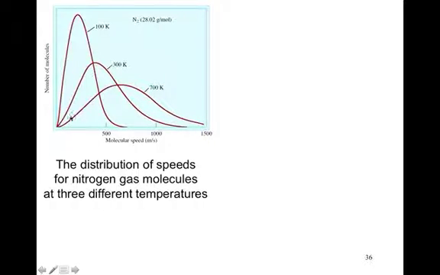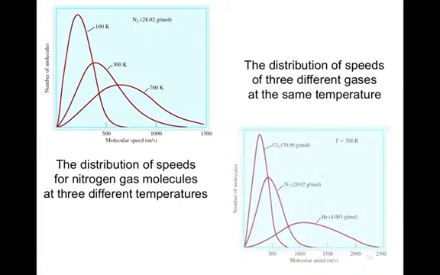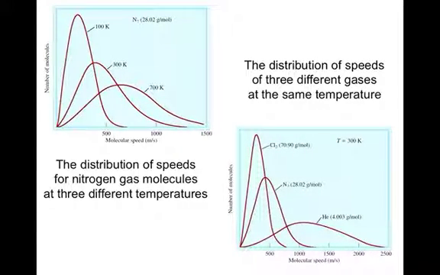This is the idea that molecules have different speeds. Here's molecular speed and the number of molecules at 3 different temperatures, so if you change temperature, you change the speed. And then different gases at the same temperature, if you look at speed and the number of molecules.